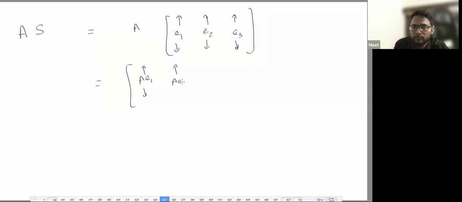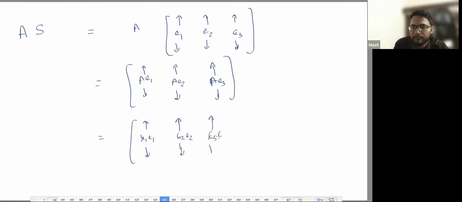So I can write AE1, AE2, AE3 like this. Then I can say that this AE1 is just lambda 1 E1, this is just lambda 2 E2, and this is just lambda 3 E3. Like that, you have almost simplified this AS, but let me do it a little bit more. So AS is coming out to be like this. Is this okay to everyone? Like how we multiply two matrices, you just multiply this A with every column and you will get columns like this.